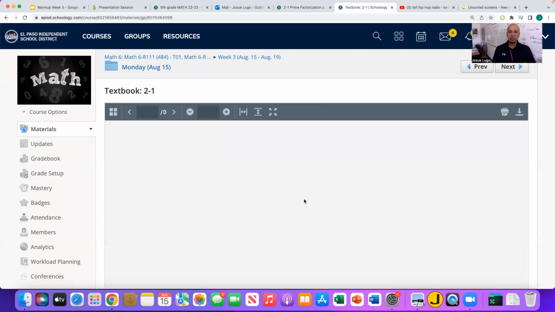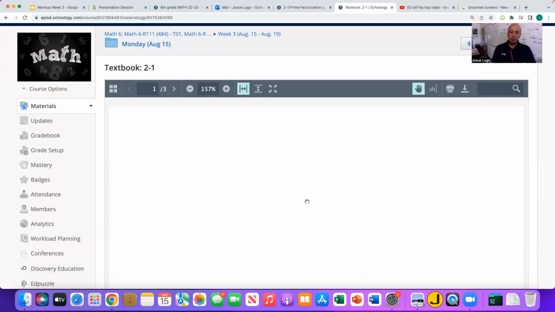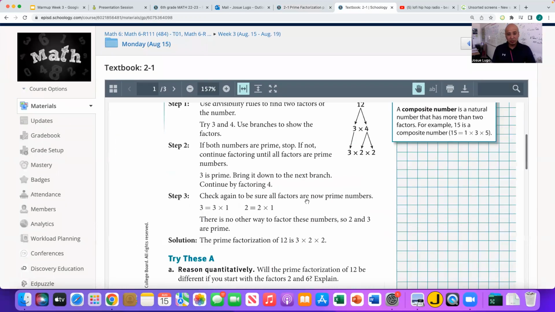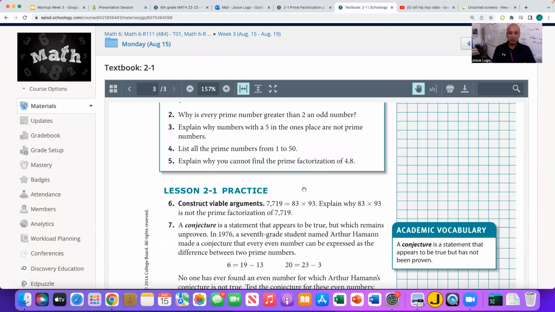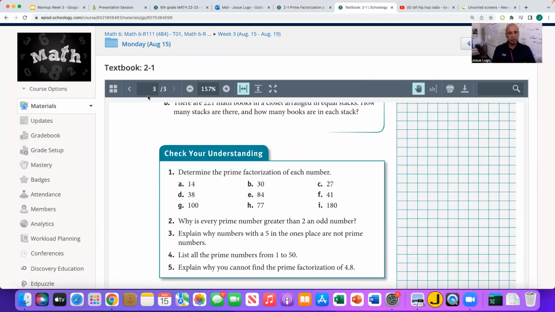And if we scroll down to number 1A, notice how we're given a number and we have to find the prime factorization. In other words, we need to break down that number into its prime factors. So here's 1A. 1A is the number 14, so we need to break down the number 14. So on my notebook, I would write 1A, and I would start off with the number 14. Make sure you do the same.